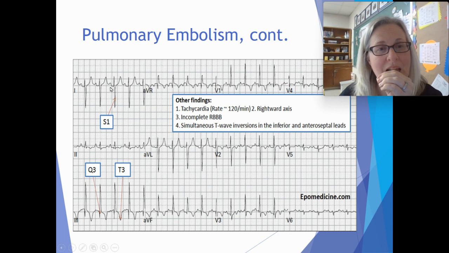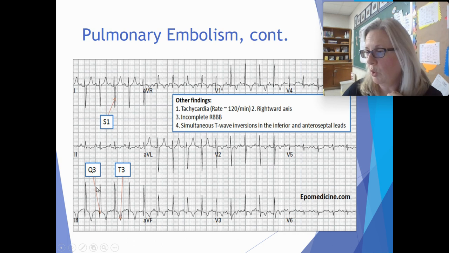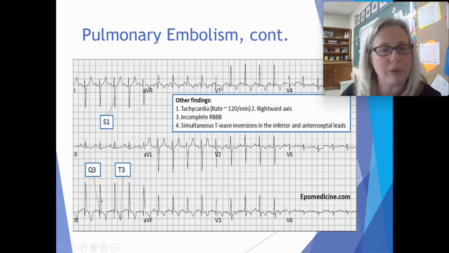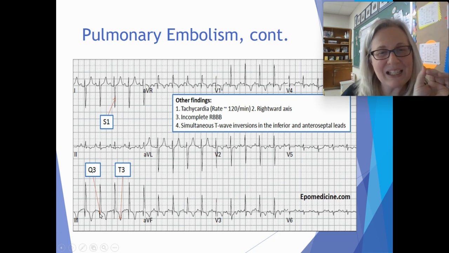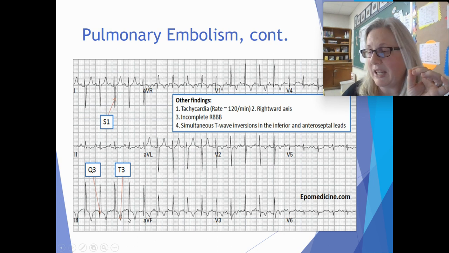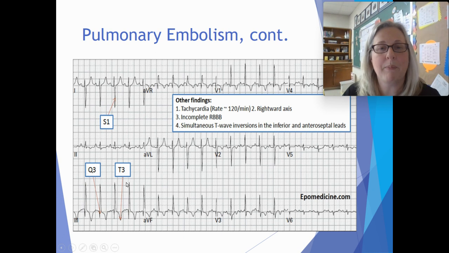So I see a very large S wave in lead 1. I see that right away. I'm like, maybe I should check out the other ones. So go down to the Q wave. We're looking in lead 3. Q3 is the Q wave. And this one is also large and deep. And our last piece of the puzzle is the T3, the T wave in lead 3, which is right here. It's inverted. This tells me that it is a pulmonary embolism.